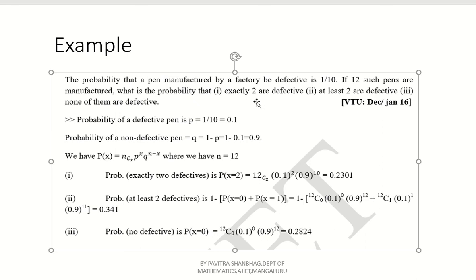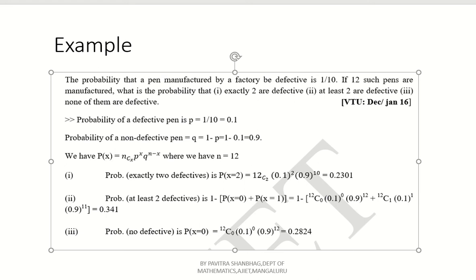And what is the third condition given? None of them are defective. That means x equal to 0. None of them. No defective items at all. Because we have taken x as a defective item, none means x equal to 0. So what is the probability of no defective item, or none of them are defective? Which is equal to p of x equal to 0, that is 12c0, 0.1 power 0 into 0.9 power 12 minus 0, that is 0.9 power 12, which is equal to 0.2824. This is the final answer, right?